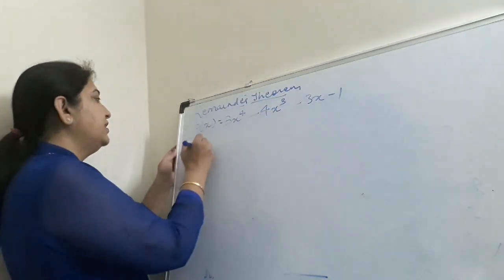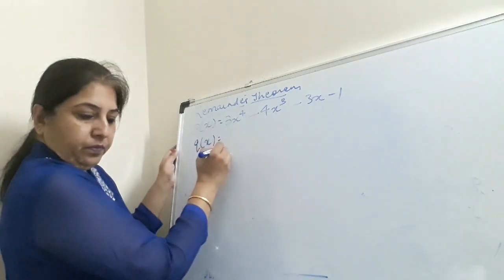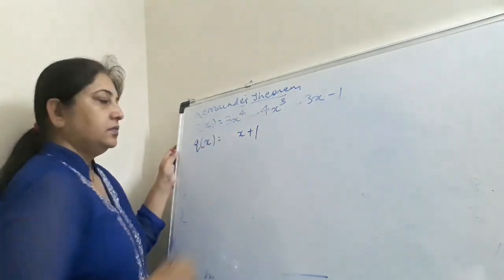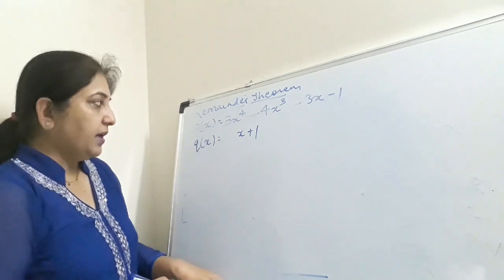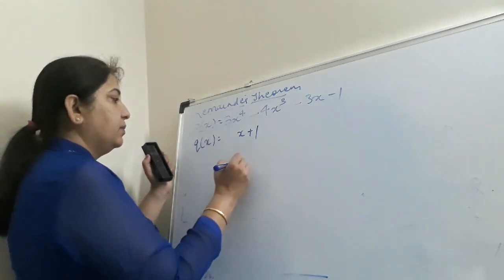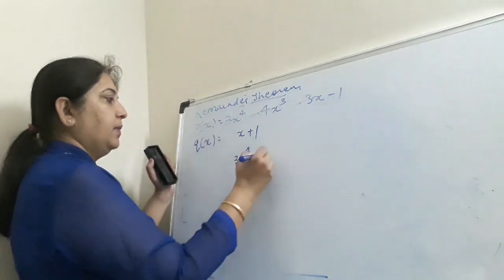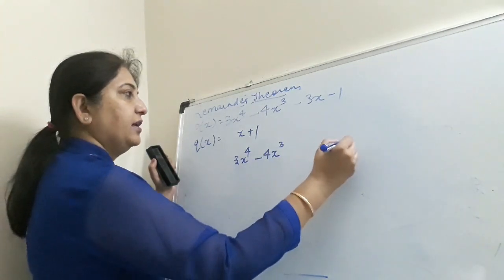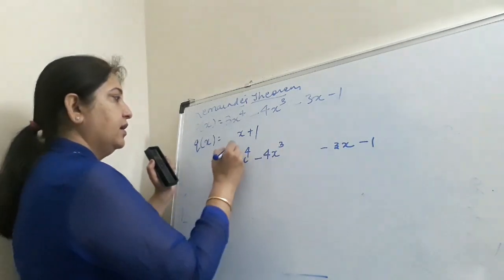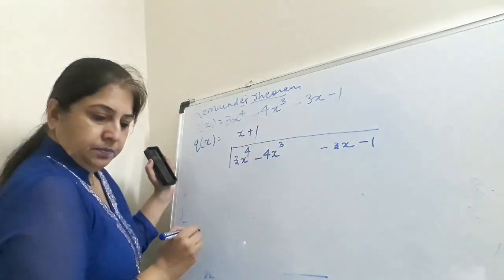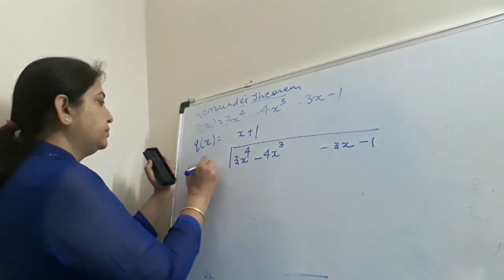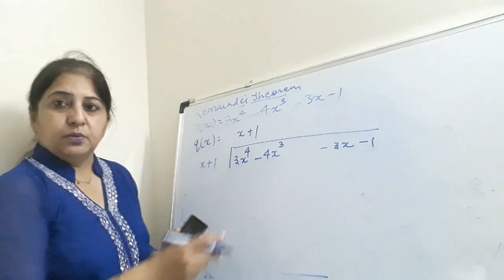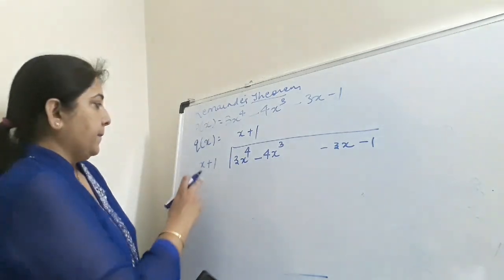And we have to divide this by x plus 1, okay? So let's begin now. 3x to the power of 4 minus 4x cube, I leave a gap here, write minus 3x minus 1 divided by x plus 1. So let's start with the steps, okay?